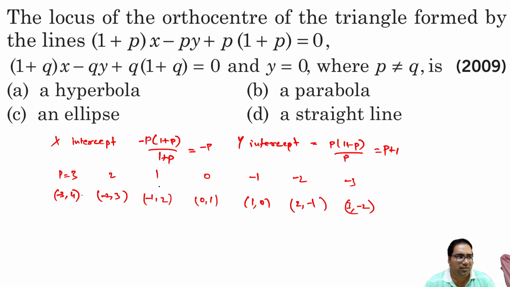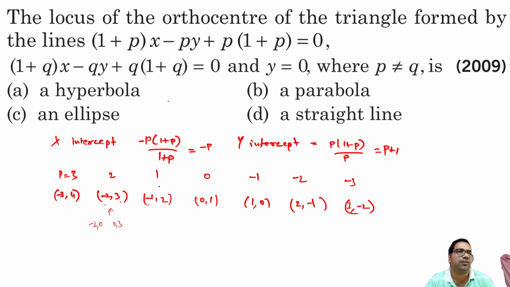Let's say when p is 3, the x-intercept is −3, the y-intercept is 4. When p is 2, the x-intercept is −2, the y-intercept is 3. That means the points (−2, 0) and (0, 3), the x-intercept and y-intercept. Similarly, the x-intercept −1, y-intercept 2, likewise. Both straight lines will look more or less similar depending on how p and q are varying.